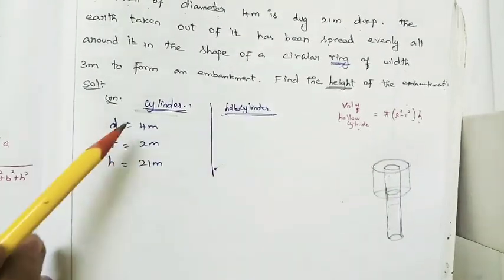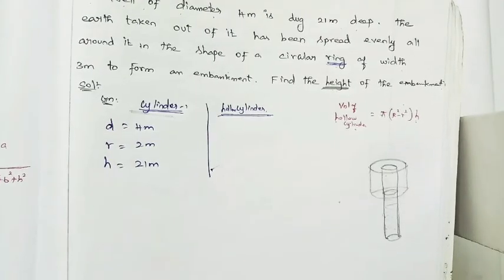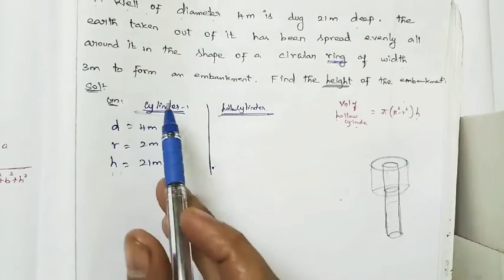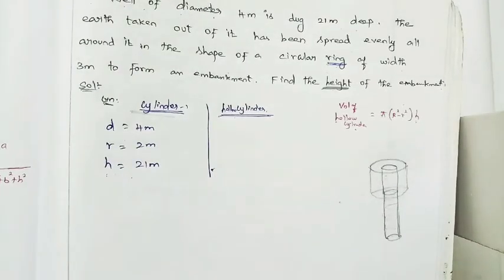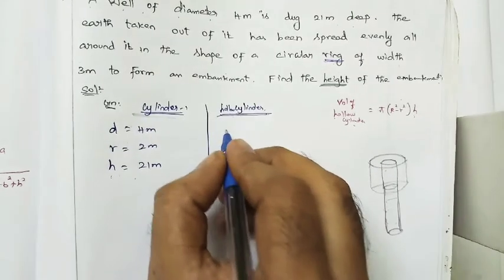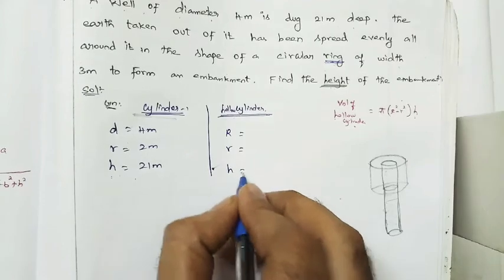So for finding the volume of a cylinder, what is the formula? Pi r square h. For that we have the radius and height, so we can easily find the volume of the cylinder. For finding the hollow cylinder, what things do we need? We need capital R, small r, and height. These three things alone are needed.